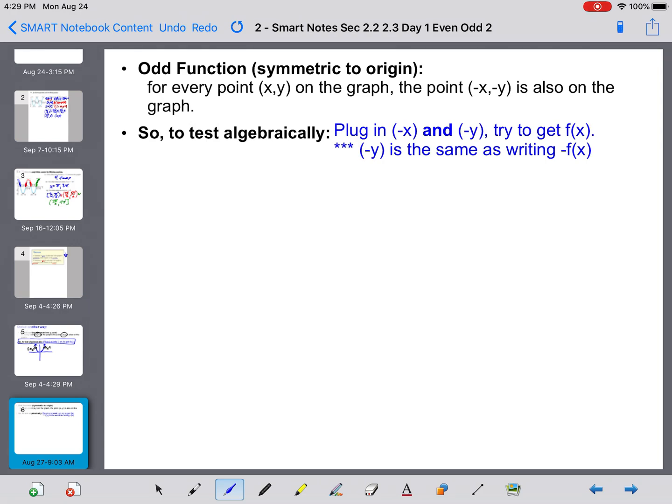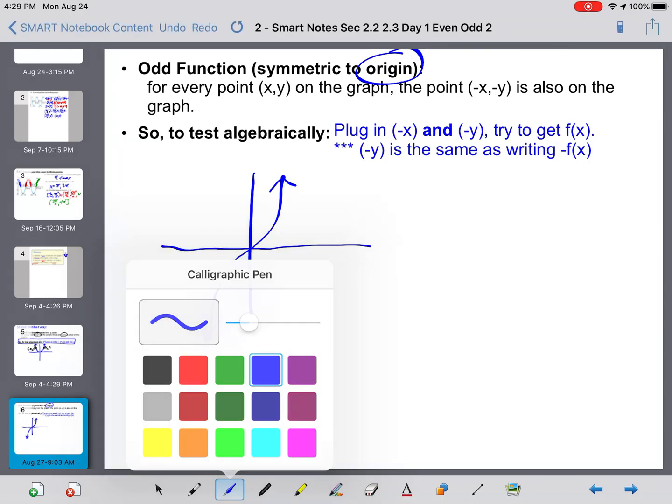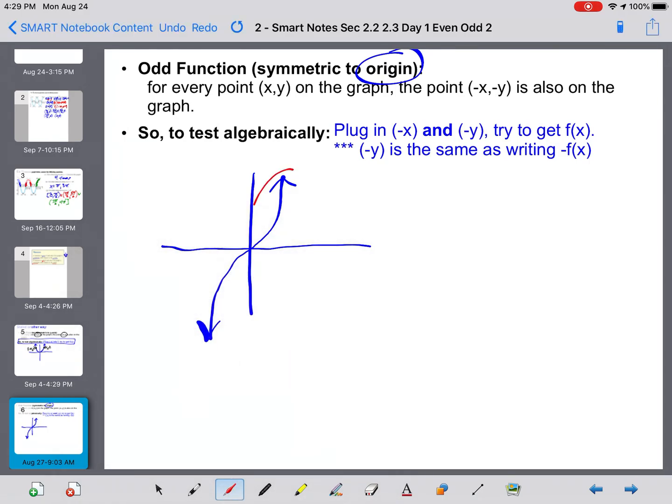Origin symmetry. For every point x, y on the graph, the point negative x, negative y is also on the graph. So an odd function is symmetric to the origin. Origin symmetry looks like this. Instead of just folding it over the x-axis, it's kind of like a double fold. You fold it over the x-axis and over the y-axis. For example, if I fold it over the y-axis first, this piece up here would come over here. And then if I fold that in half over the x-axis, that red piece would now come down here, and the two pieces of the graph line up on themselves.